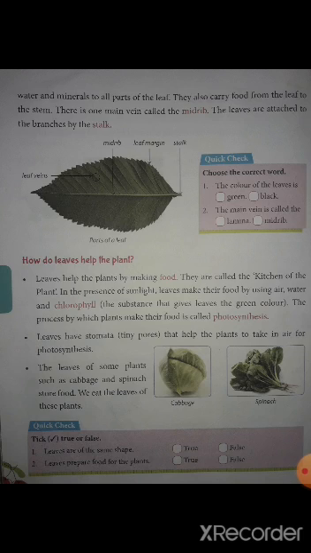The process by which plants make their food is called photosynthesis. Leaves that have chlorophyll make food for the plant through photosynthesis. To carry out this process, the leaves also need sunlight, water and carbon dioxide. Leaves have stomata that help the plants to take in air for photosynthesis. Sunlight that falls on the leaves is trapped by chlorophyll. Carbon dioxide is absorbed from the air through tiny openings called stomata.